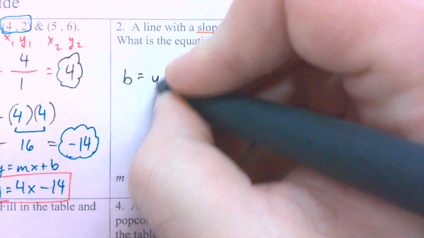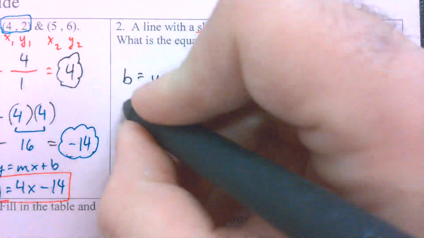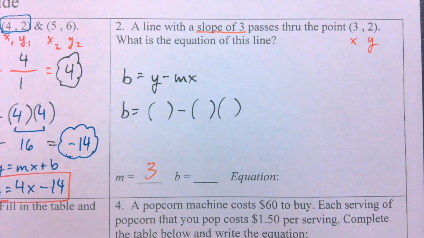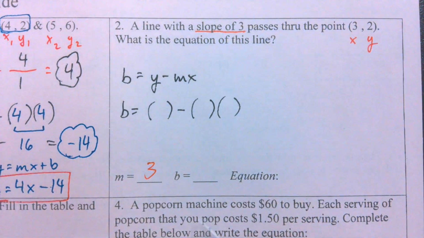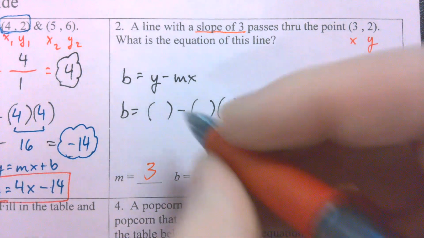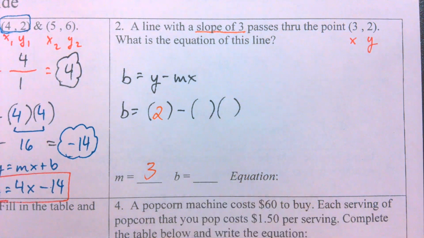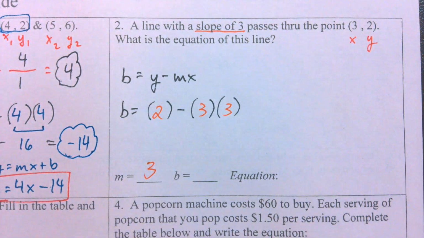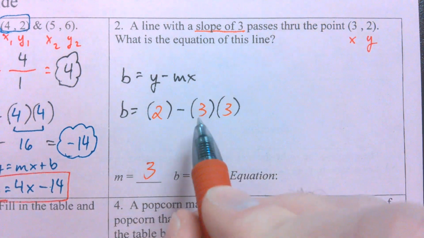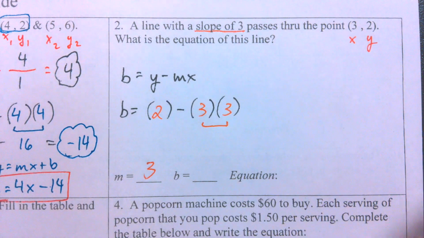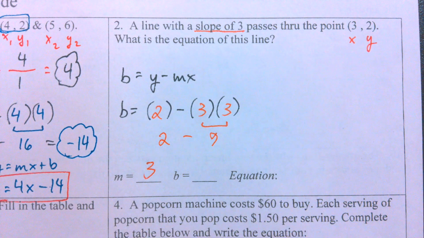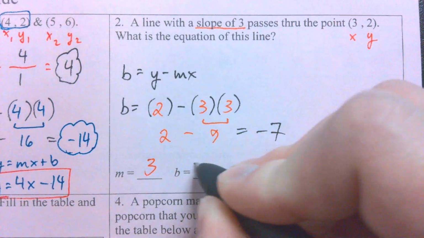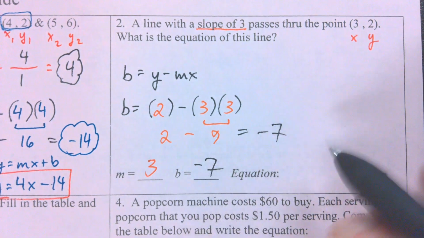Same formula. b is equal to something minus something times something. What should I plug in for y? 2. What about m? 3. And my x? 3 again. Following PEMDAS, we want to multiply first. 3 times 3 gives me 9. And what would 2 minus 9 give us? Negative 7. That's right. And that's my b.